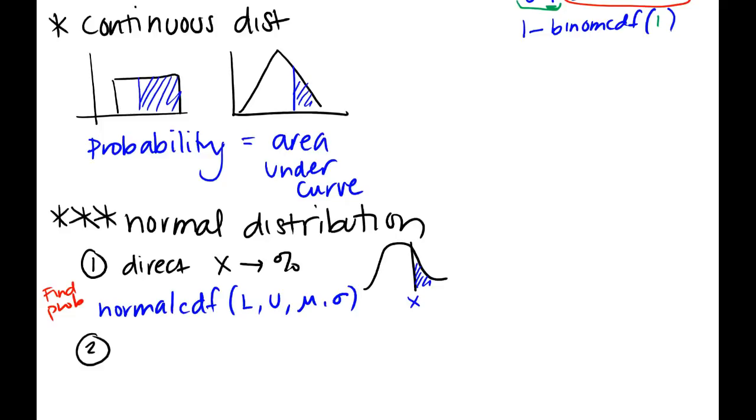Second type was our inverse questions. This is where we were given an area under the curve and asked for a value from the actual distribution. These were a little bit different.